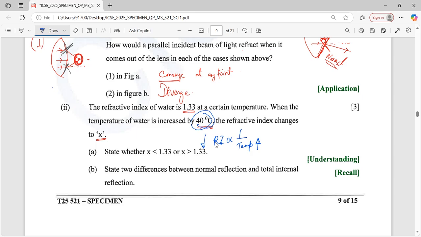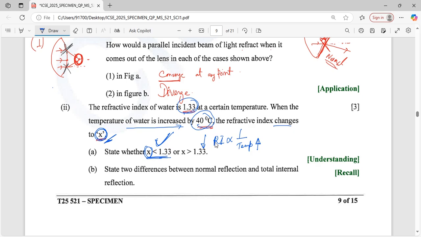So the refractive index changes to X, so X is less than 1.33. Temperature increases means the refractive index decreases. So the new refractive index is X and the old refractive index is 1.33, and the new one is obviously less. So that's true. Here we get X is less than 1.33.